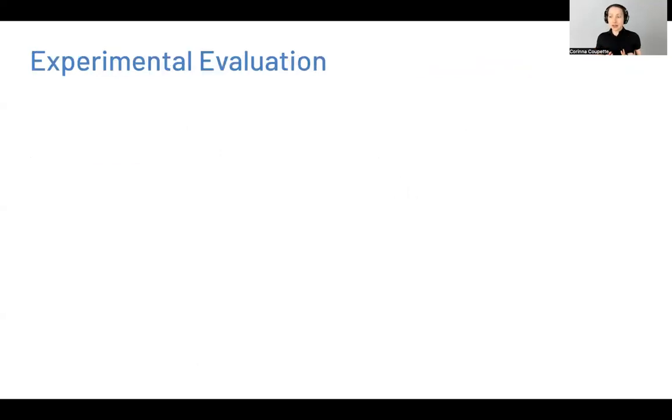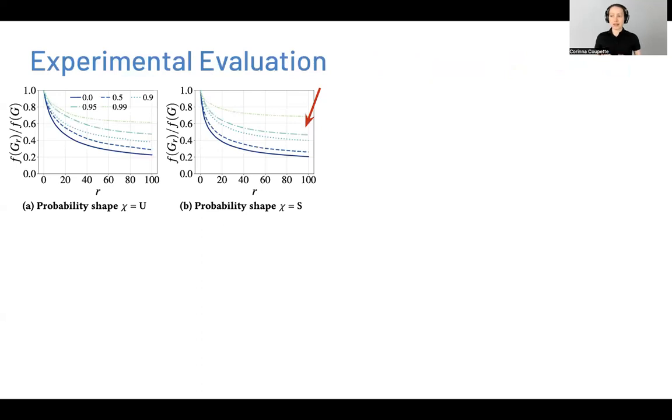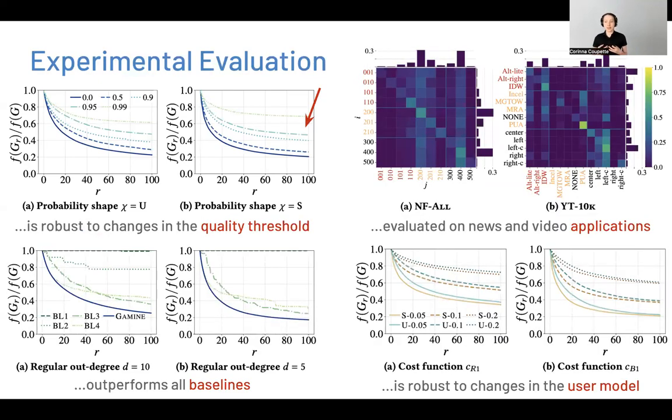By performing just 100 rewirings on YouTube graphs with several 100,000 edges, Gamin reduces the initial exposure by 50%, all while ensuring that its recommendations are at most 5% less relevant than the original recommendations. Through extensive experiments, we confirm that Gamin is effective, robust, and efficient in practice.